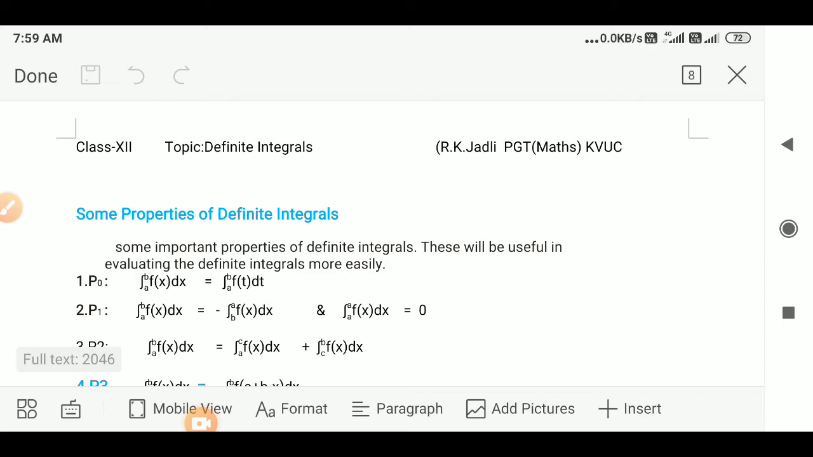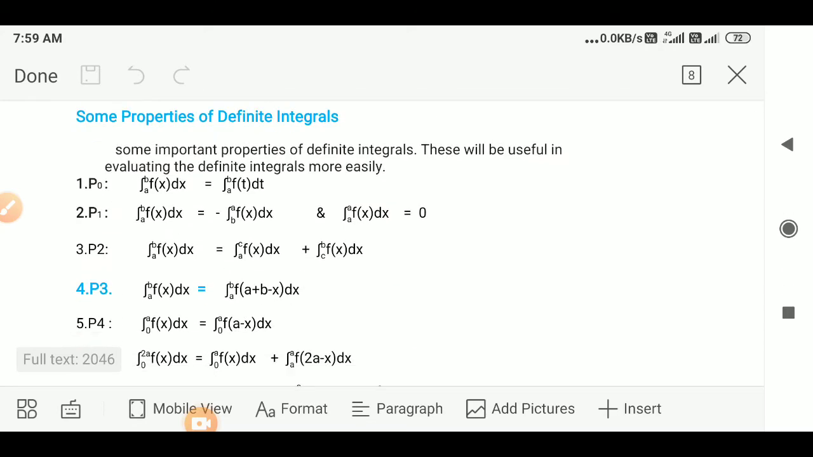Now property number 2, integral a to b f(x) dx. If we interchange the limits to b to a, then it will be negative. Integral a to b f(x) dx is equal to negative integral b to a f(x) dx. And if both the limits are equal, a to a f(x) dx, it will always give you the result 0. If the limits a and b are equal, then the definite integral value will be 0.